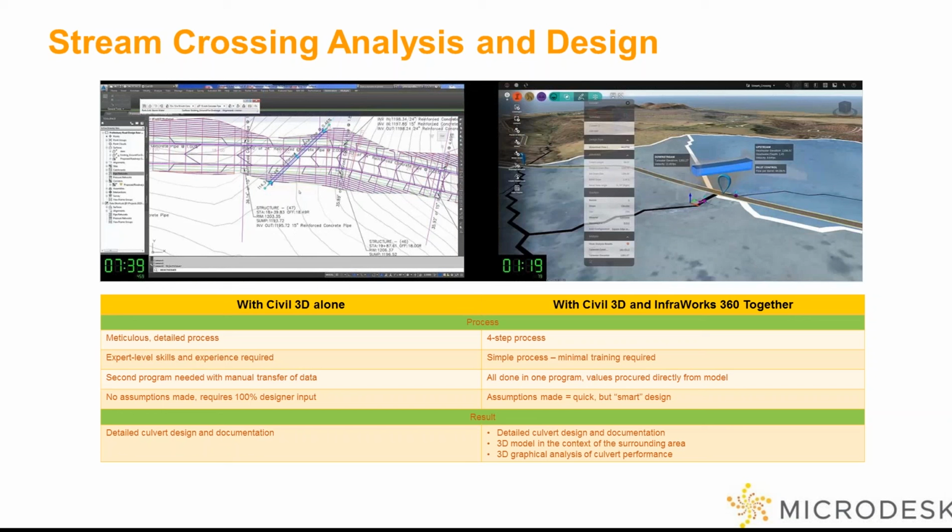In Civil 3D, everything was hard numbers, there were no assumptions, you had full control over your design. Whereas in InfraWorks, there were some assumptions made, but it's a preliminary phase, so the intent here is to get the design in quickly and get something logical back, so we have good feedback on what our conditions may be. And then the final result: in Civil 3D, you have a detailed culvert design, and you're pretty much ready for documentation. In InfraWorks, you get a detailed culvert design and documentation, but you've also got a 3D model in context of the surrounding area and a 3D graphical analysis of the culvert and its performance. So that's kind of nice also.